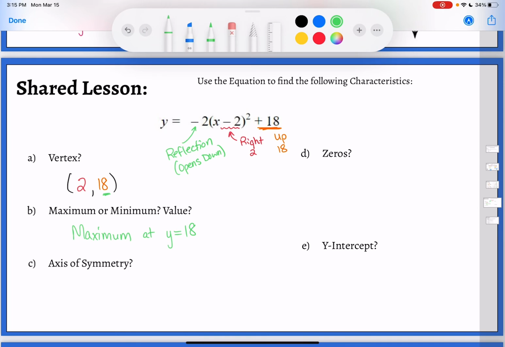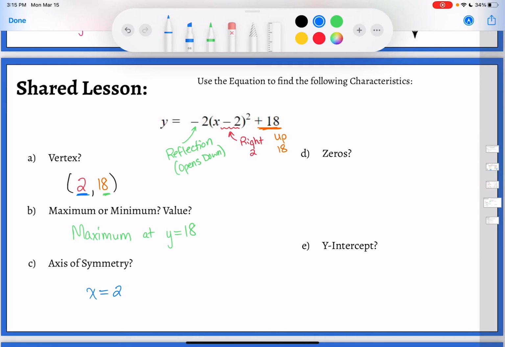All right, the axis of symmetry also uses the vertex, right? My axis of symmetry is that vertical line that goes through the vertex, so it has to be x equals the x coordinate of the vertex. So x equals 2 is my axis of symmetry. Okay, so it all comes down to that vertex for those first few, and use those transformations, right? Where is it moving left or right? Where is it moving up or down? And did it have a reflection or not?